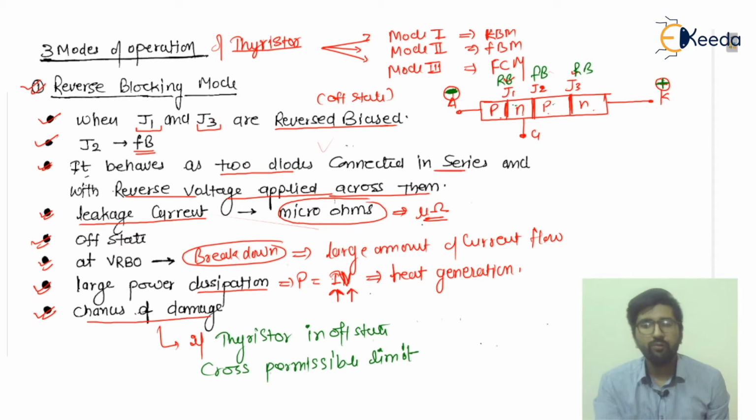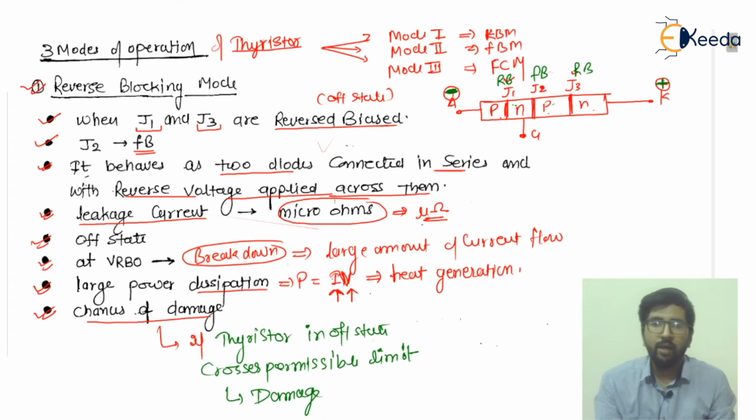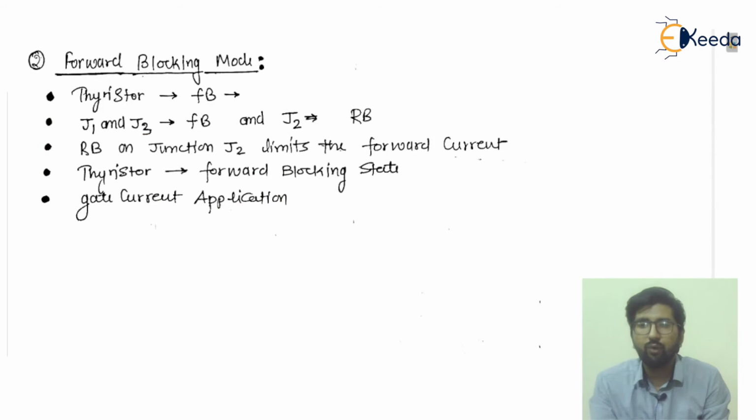The thyristor in the off state, if it crosses the permissible limit, then there will be damage. So this point is representing this. I hope up to this reverse blocking mode you have understood. Now we will move to the second, that is the forward blocking mode.